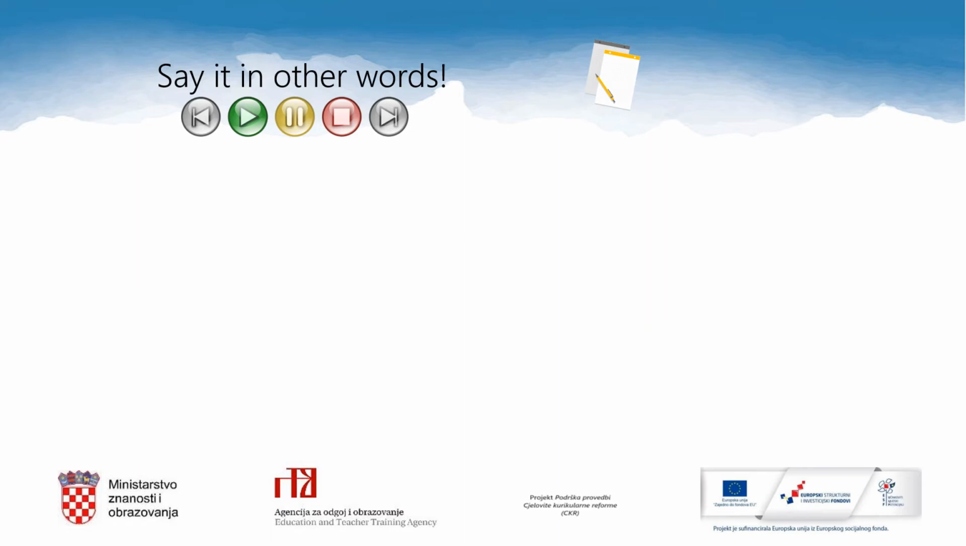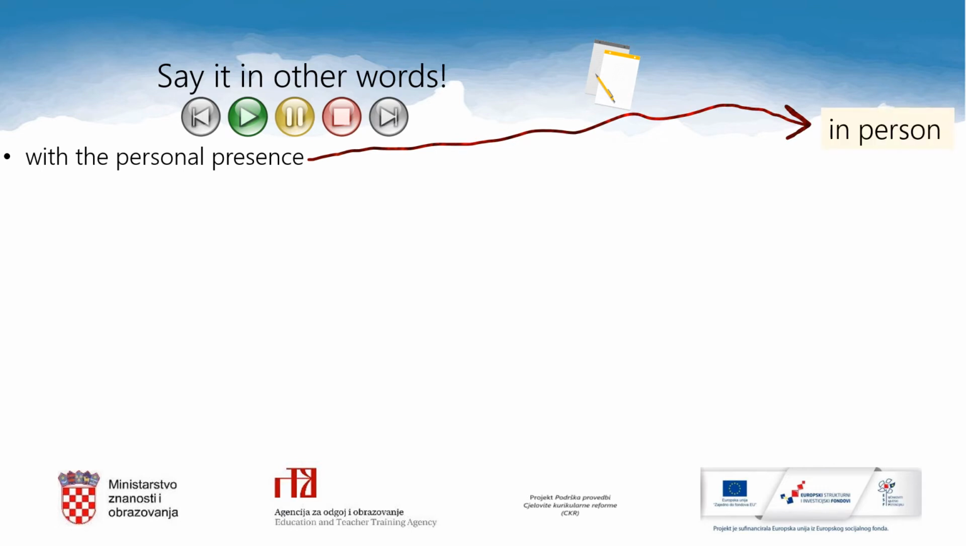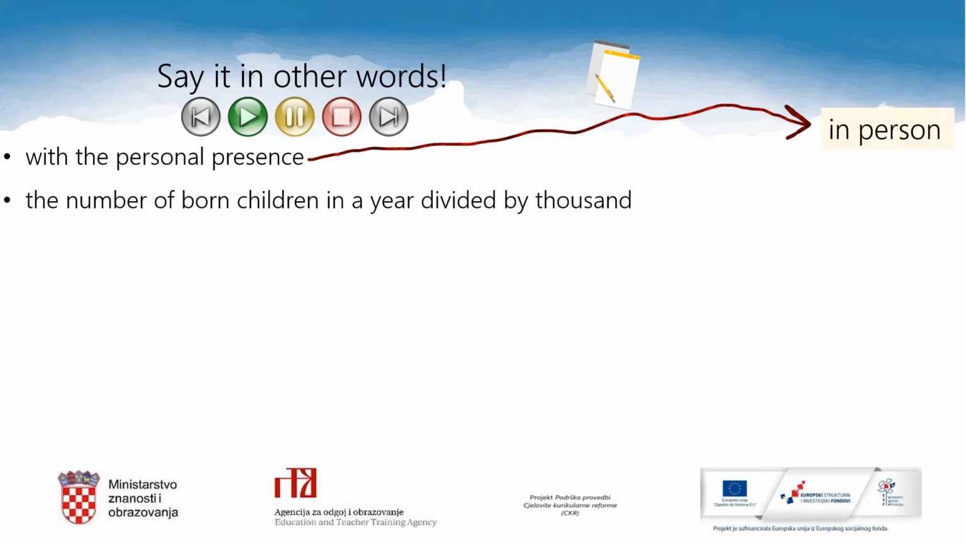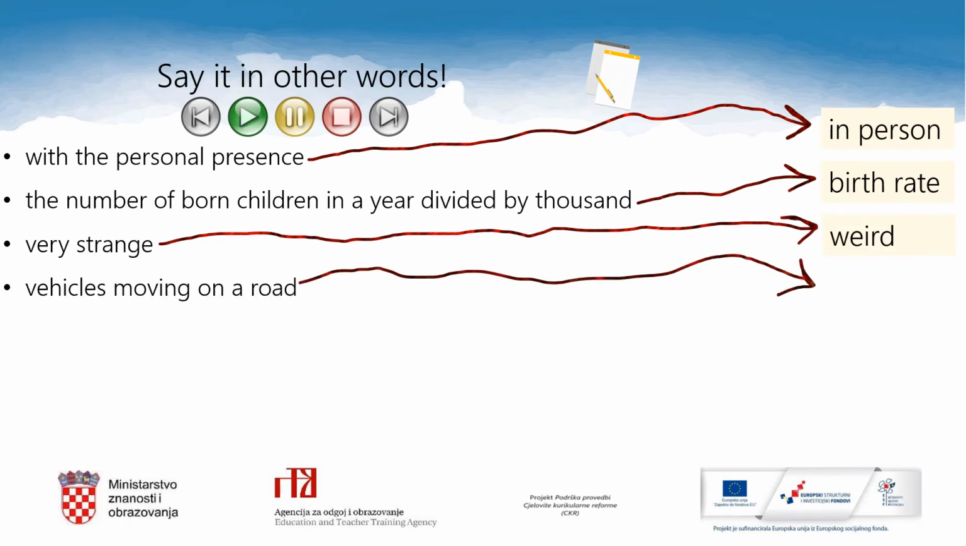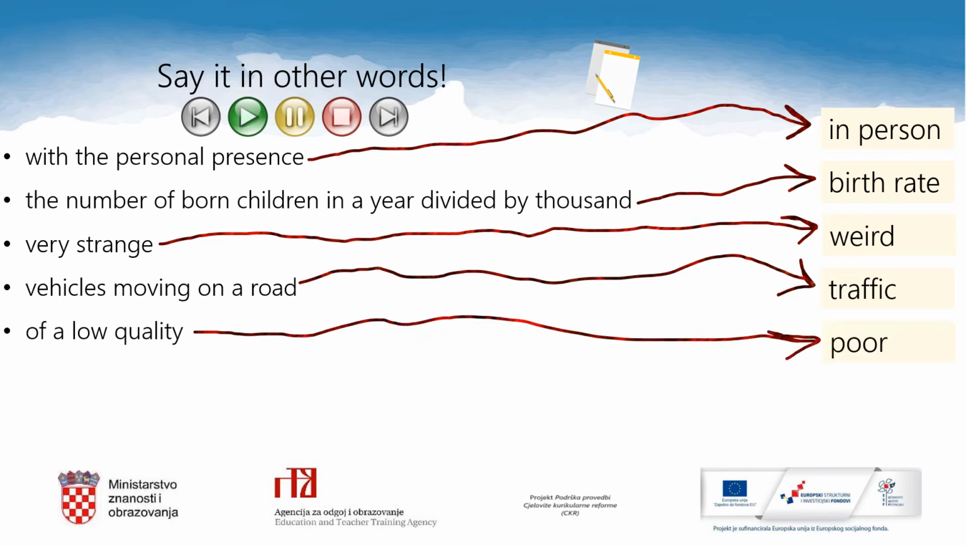Let's see if you understand the words I used in my brainstorm about the past. How can you say this in other words? With a personal presence: in person, uživo. The number of born children in a year divided by 1,000: birth rate, natalitet. Very strange: weird, right? Čudno. Vehicles moving on a road: traffic, promet.